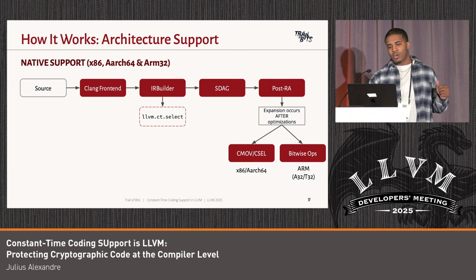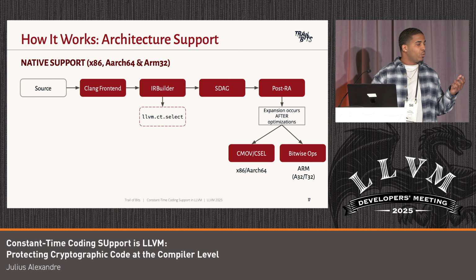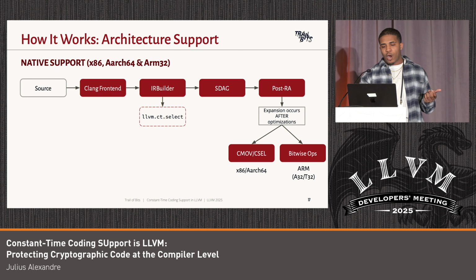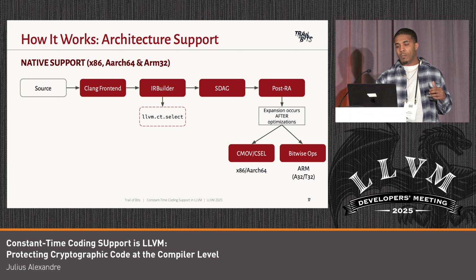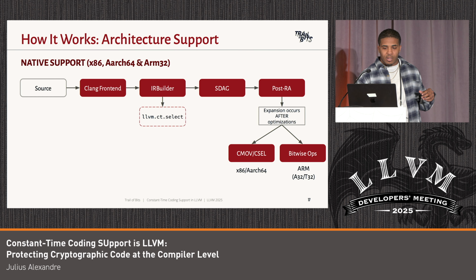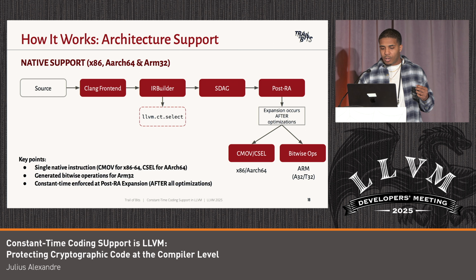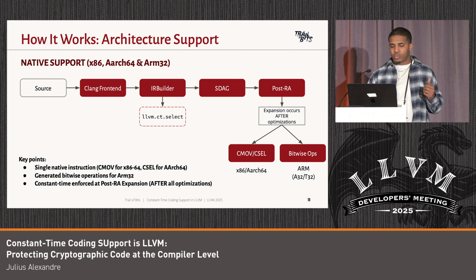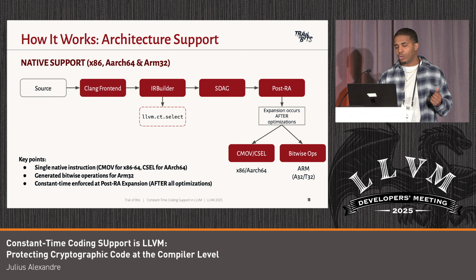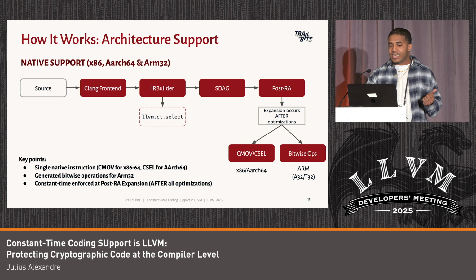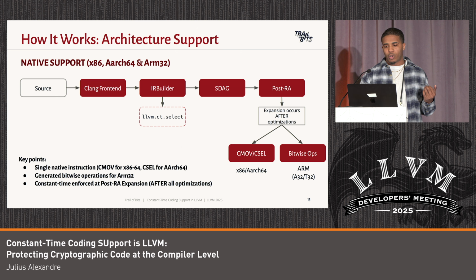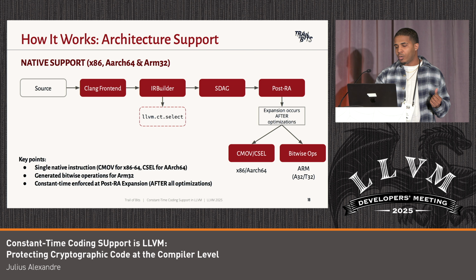We could look at one of our pipelines for the architectures that we have support for. In the case of x86, ARM64, and ARM32, it goes to the source code, goes to the Clang front end, the IR builder, which creates the LLVM intrinsics associated with the built-in intrinsics, goes to the selection DAG, then at post RA, or post register allocation, is essentially where the magic happens. We do the expansion at post RA after all optimizations, so we don't have to worry about optimization passes folding or merging our code, allowing us to generate the needed constant time code for the associated architecture. We also have support for Thumb1 and Thumb2.